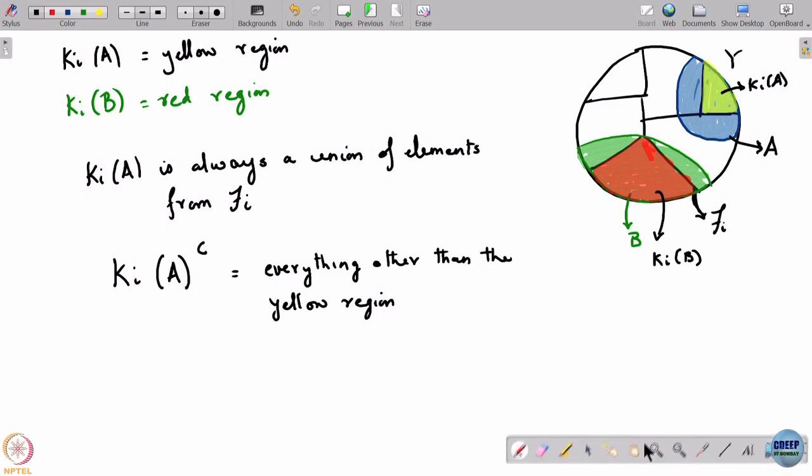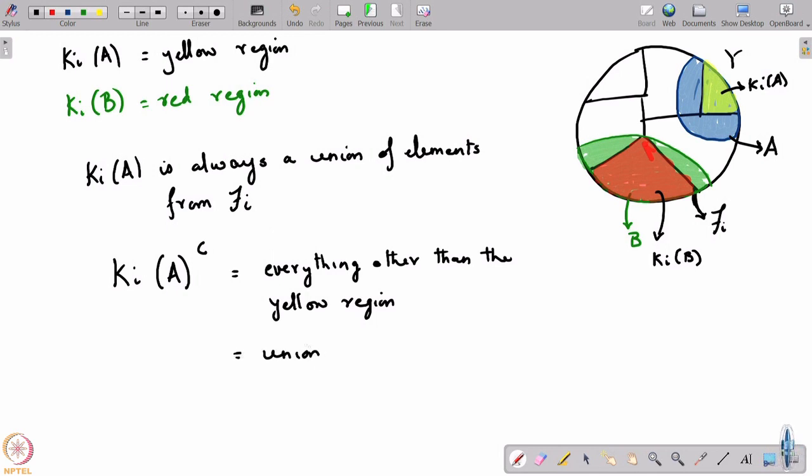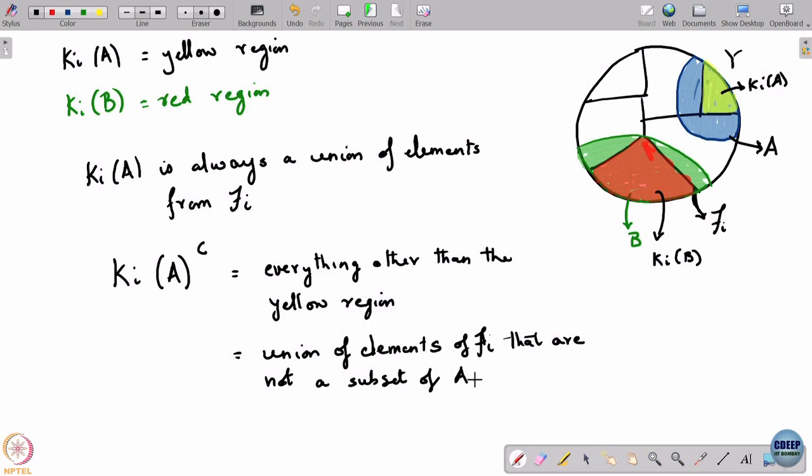Now, if this is everything other than the yellow region, what does that mean? That means that it itself is a union of elements of the partition of player I, right? Because it is itself a union of elements of Fi that are not a subset of A. Clear? So all the elements of Fi which are not a subset of A, their union is Ki of A complement. Okay, so therefore now what is Ki of A complement?